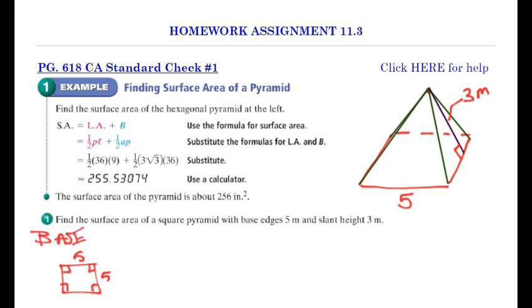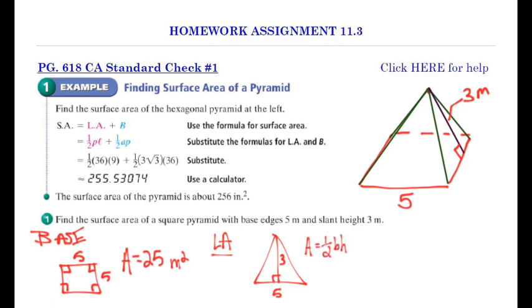The base is a square, so it has an area of 5 times 5, or 25. And then the lateral area is a bunch of triangles. So it's triangles that look like that. We have a base and a height. So there is 1/2 base times height, 1/2 times 3 times 5, or 7.5.